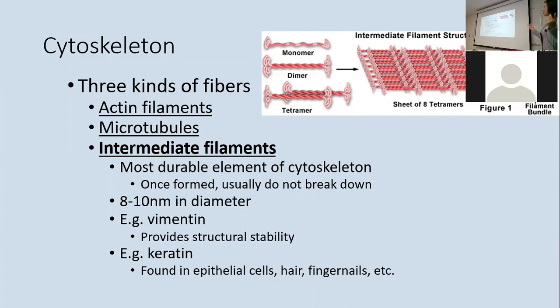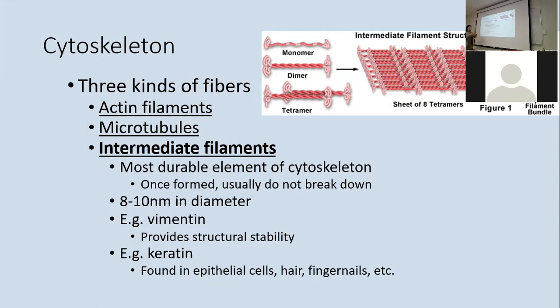And so these, of the three, are generally the ones that aren't broken down. Once intermediate filaments are made in the cell, they stay in the cell, which makes sense. It looks like a lot of work to make, so your cells are not just going to be popping these apart and putting them back together. They're medium sized, but very, very durable. We see them in things like vimentin or keratin.